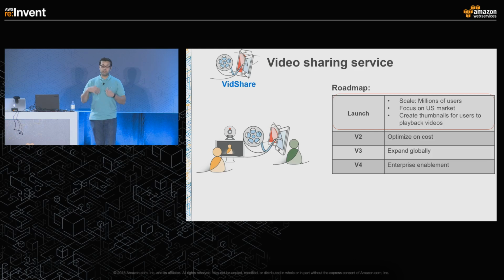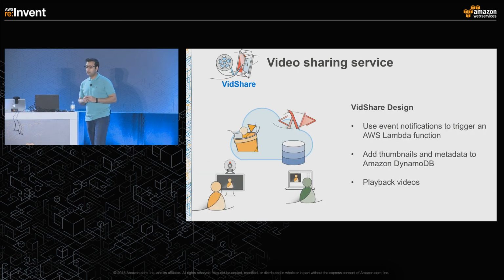And of course, the experience of creating thumbnails so that you can easily discover and play back your videos. And then after that, we'll start looking at optimizing on cost, and then we'll start focusing on global expansion, and then also looking at other market segments so we can expand our customer base. And one of the examples we have there is going to be enterprise enablement. So what does it take for us to enable this product and make it enterprise ready?